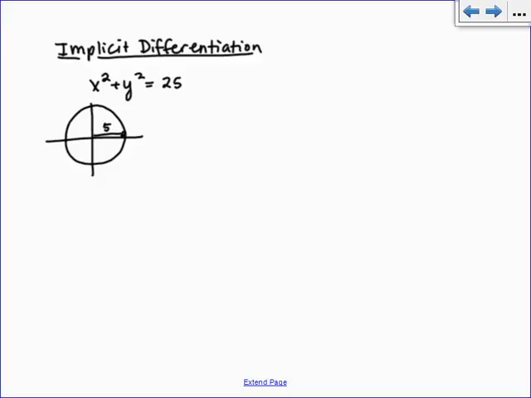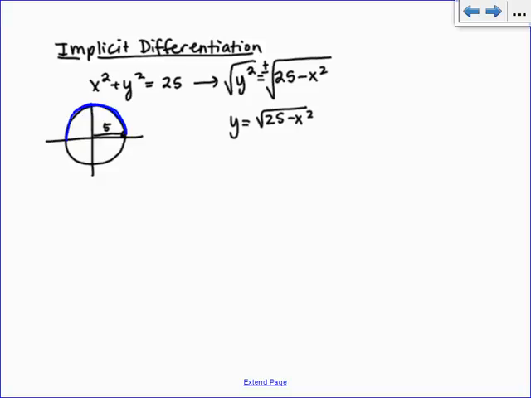If I actually wanted to solve for y, and you've probably done this when trying to put it into your calculator, you end up subtracting your x squared over and taking the square root and writing plus or minus. So you get y equals the square root of 25 minus x squared, which is the top part of your circle. And then you get the other one, y equals negative the square root of 25 minus x squared, which represents the bottom part of the circle.